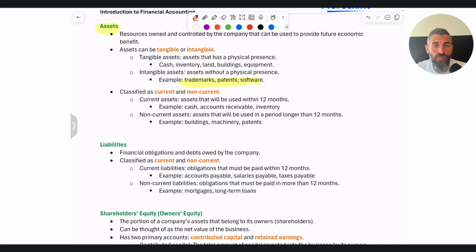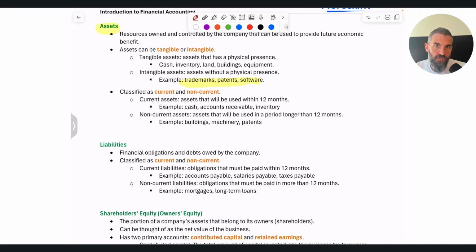And again, these could be current or non-current. The same cutoff, 12 months. But this is more of when do they have to be paid. If you owe somebody money and you have to pay them in 5 years, that's called a non-current liability. You're not paying it within the current year, right? Within 12 months.